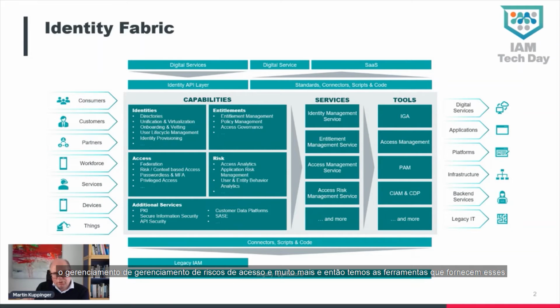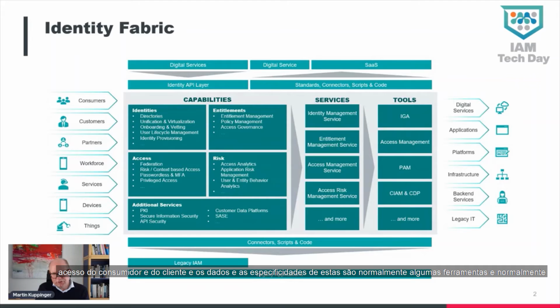And then we have the tools that provide these services, like Identity Governance and Administration, IGA, like our access management tools, like privileged access management tools that help us in mitigating the access risk of highly privileged users, like consumer identity management and customer data platform, CDP, for managing consumer and customer access and the data and the specifics of these.